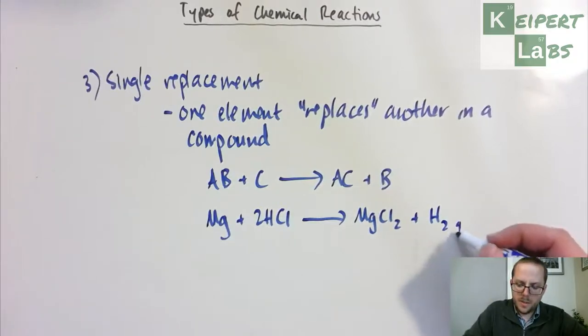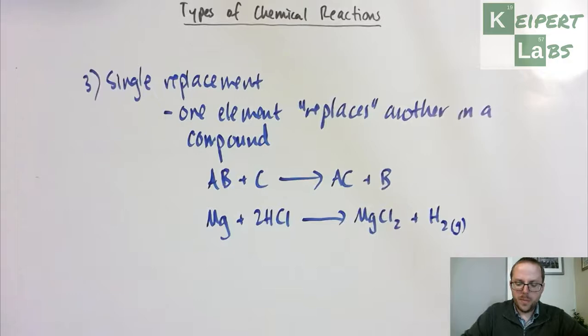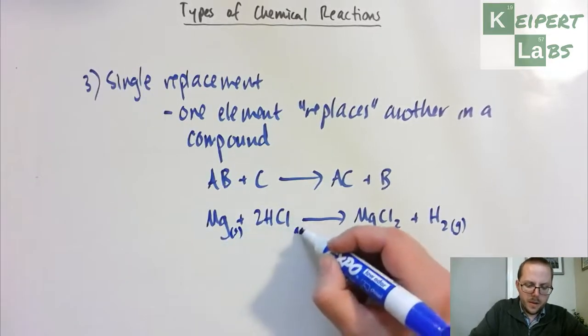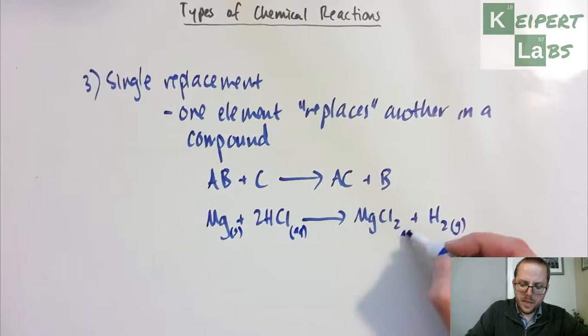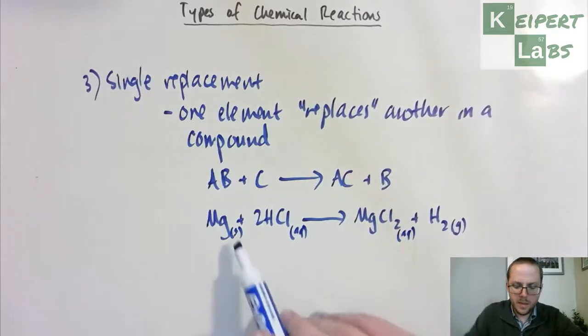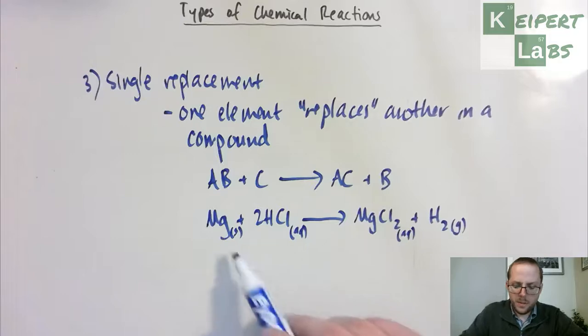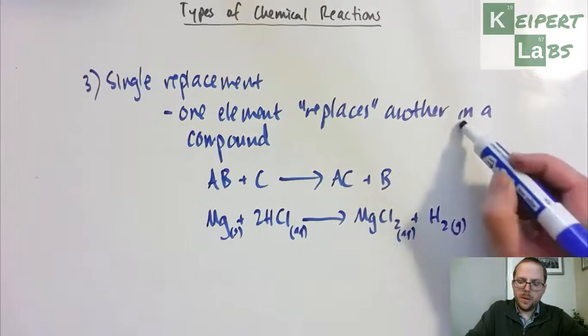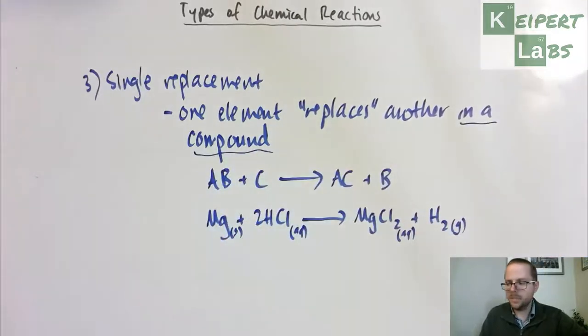Now, one thing I'm going to start to do is put in states to show us what state of matter each of these substances is in these processes. So we've got little s for solid, g for gas, aq for aqueous, which means dissolved in water, and if we had liquid, we would use l. So here we've got one element replacing another in a compound. That's a key aspect here.